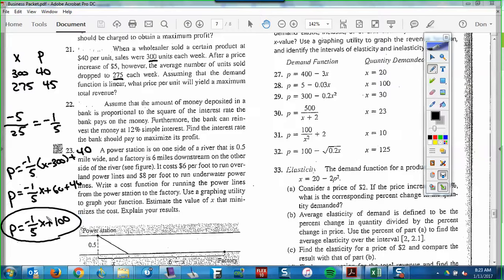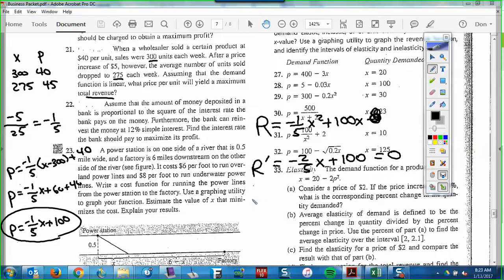Then my profit would be X times that, or my revenue. So my revenue would be X times that, so -1/5 X squared plus 100X minus, and what's my cost? Oh, no, we're not getting into profit, we're just doing revenue. So that's my revenue, right? So what is my maximum revenue? So I just need the derivative of that. So that'd be -2/5 X plus 100 equals 0.